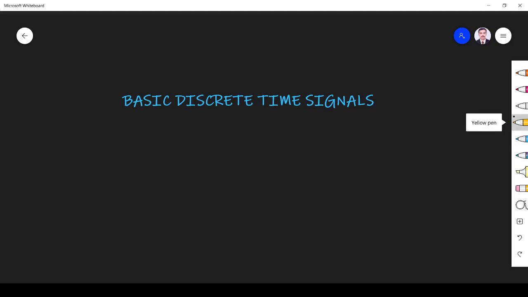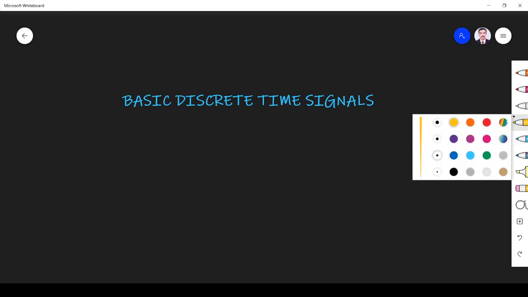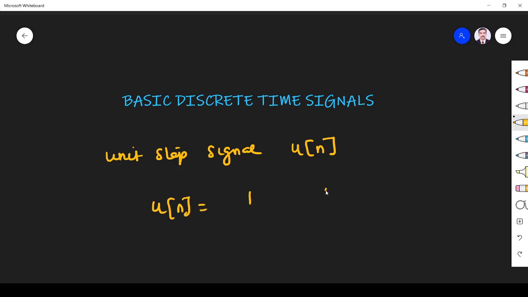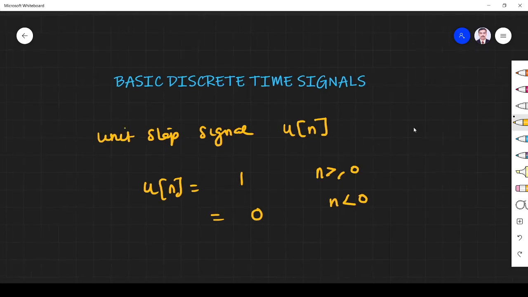Okay, let us start. These signals are very important and widely used in the analysis of system design, so we must understand them very clearly. First one is the unit step signal. The unit step signal is represented by u of n. This notation is specifically allocated for the unit step signal. It is defined as u of n is equal to 1 when n is greater than or equal to 0, and 0 when n is less than 0. So this is the unit step signal.